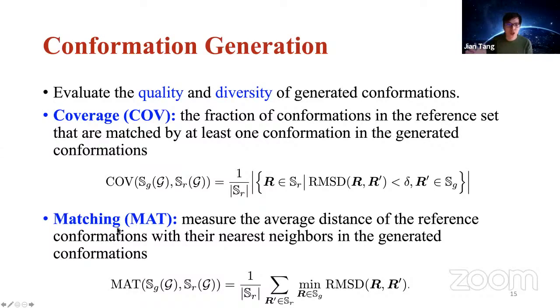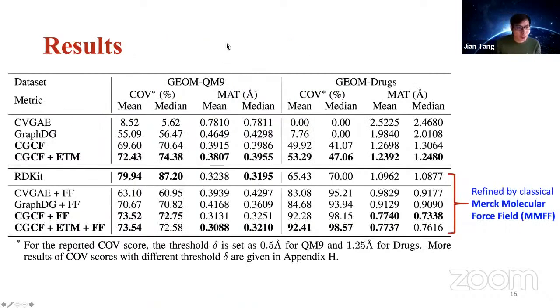For each conformation in the reference set, we compare this conformation with the nearest conformation in the generated conformations. We use the distance between the two conformations to measure how well this conformation is covered by the current set. Okay. So here are some results.